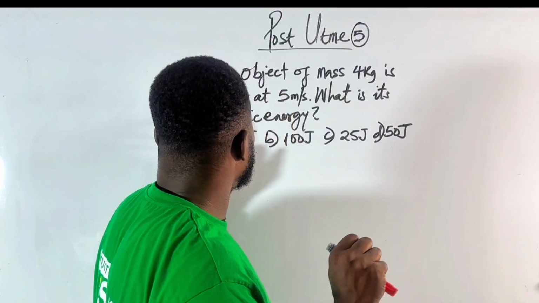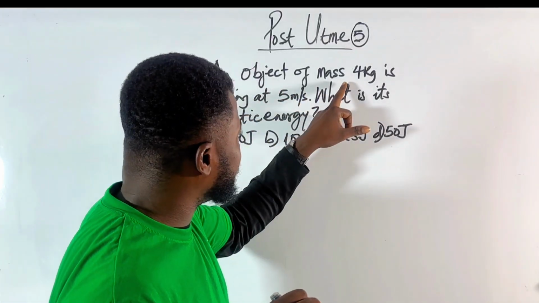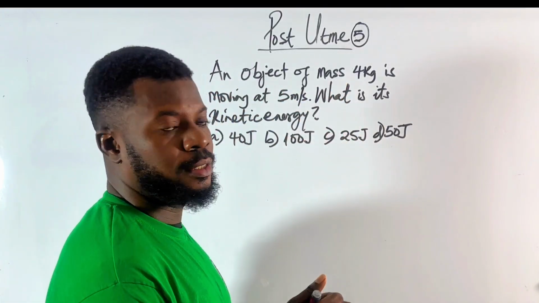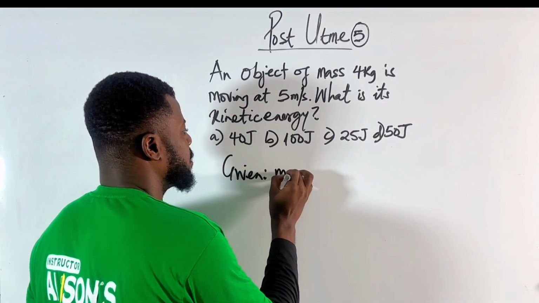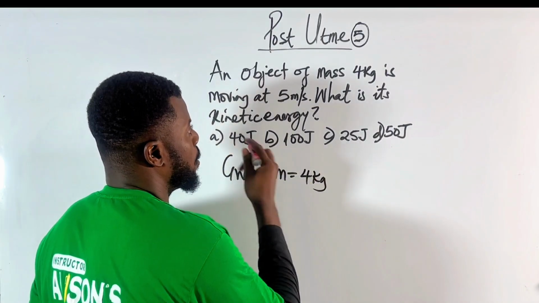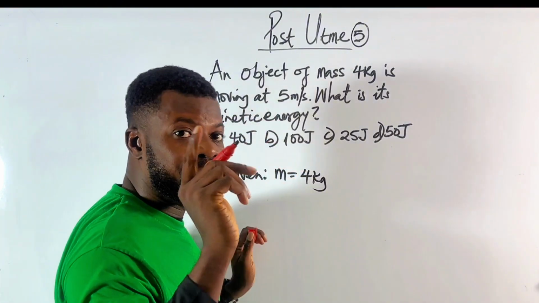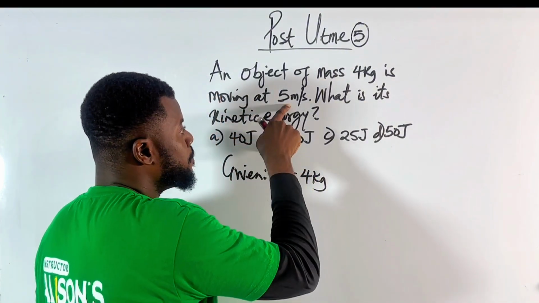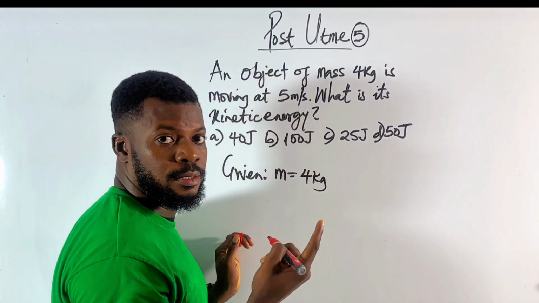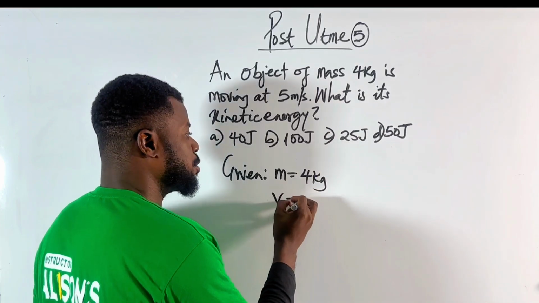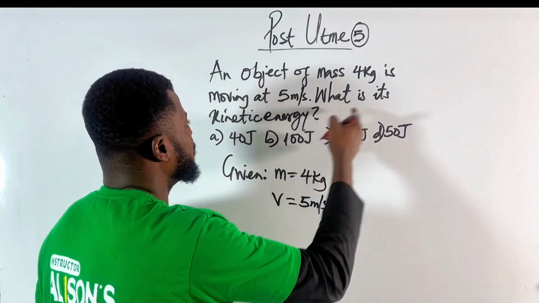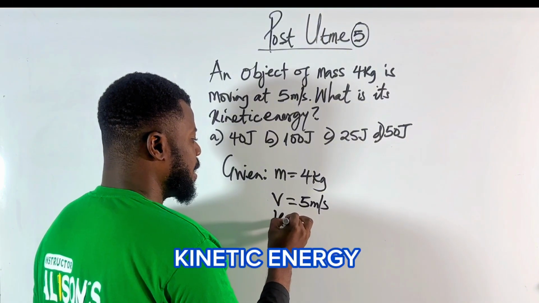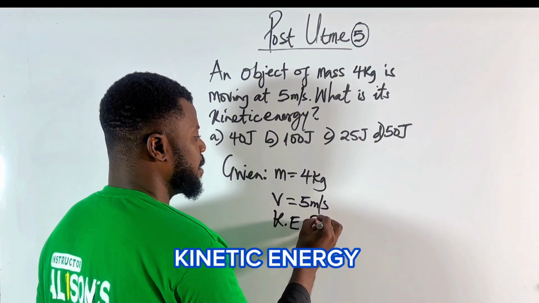Now this question says an object of mass 4 kg. Let me bring out what they don't give us here. Mass is 4 kg, moving at 5 meters per second. Meters per second is for speed. So if you use v as your speed, and they say it is 5 meters per second, what is its kinetic energy? Kinetic energy is what they say you should find.